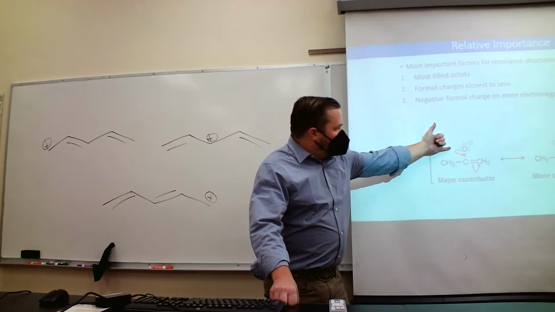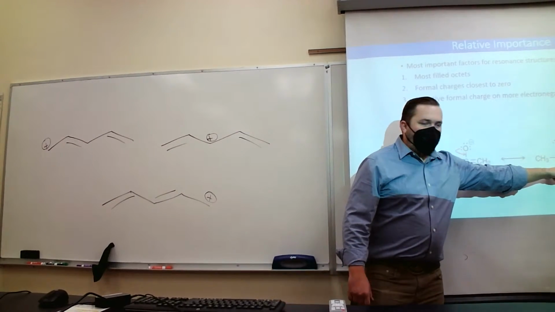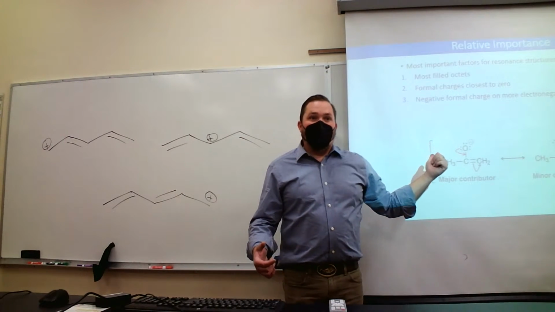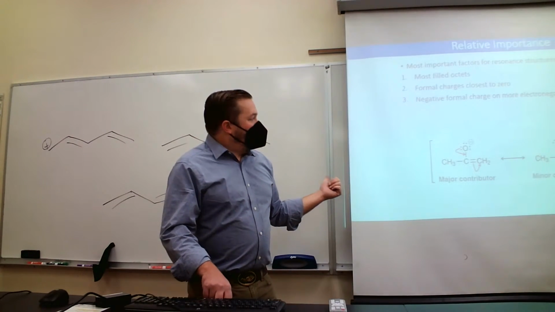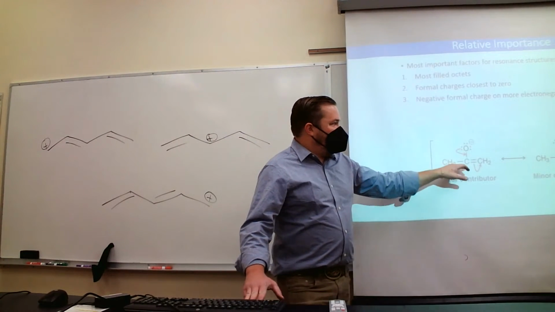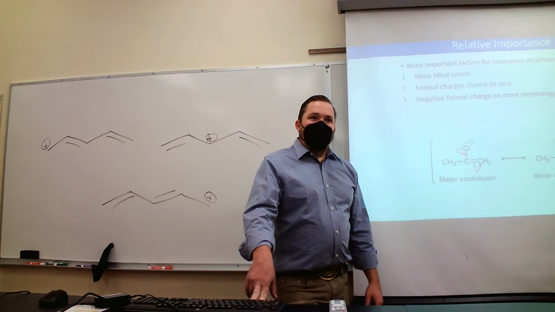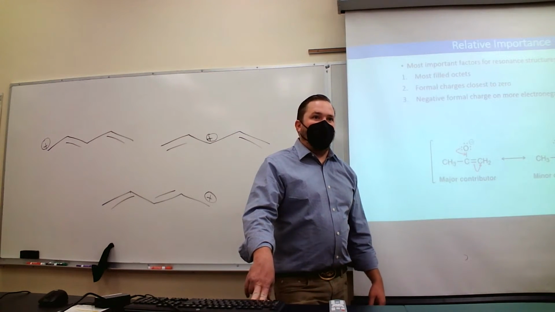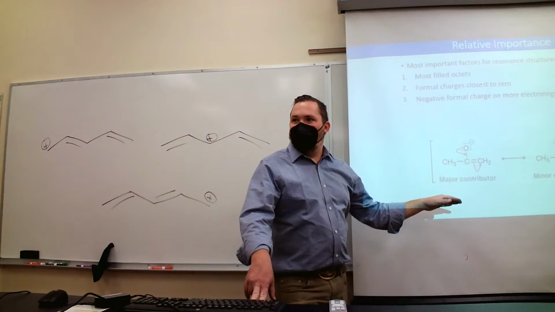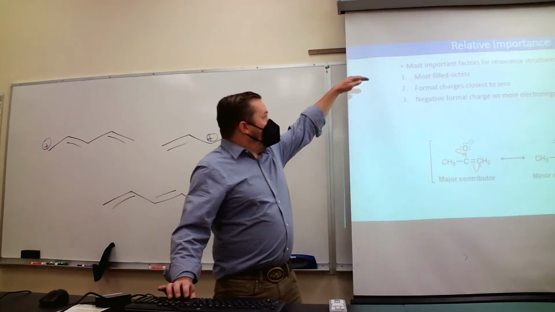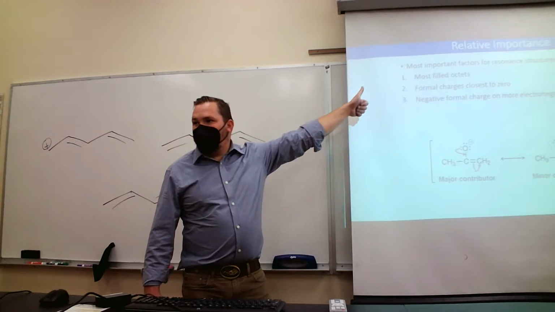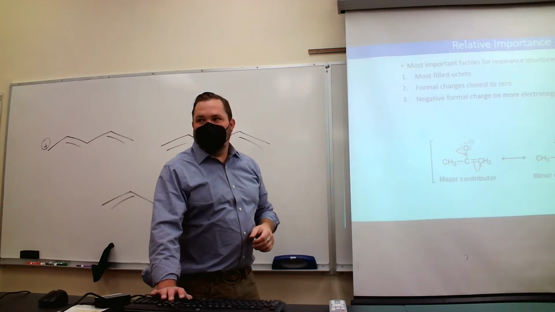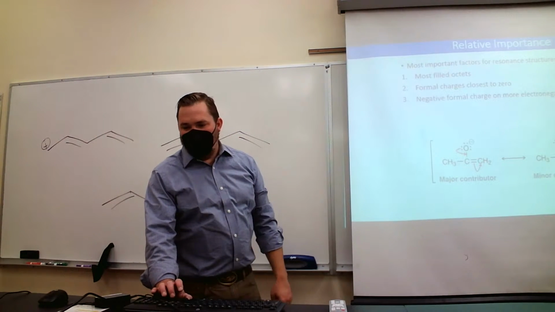Putting a negative charge on an oxygen versus putting a negative charge on a carbon: if we have to have a negative charge, we might as well go on the more electronegative element. And so now we're getting into the realm of maybe this is like 70-30. It's not 90 to 10 or 99 to 1 anymore. It's getting closer and closer to being the same stability. Because these are your most important octets: get your formal charges as close to 0 as possible, and then worry about negative formal charges on more electronegative elements.